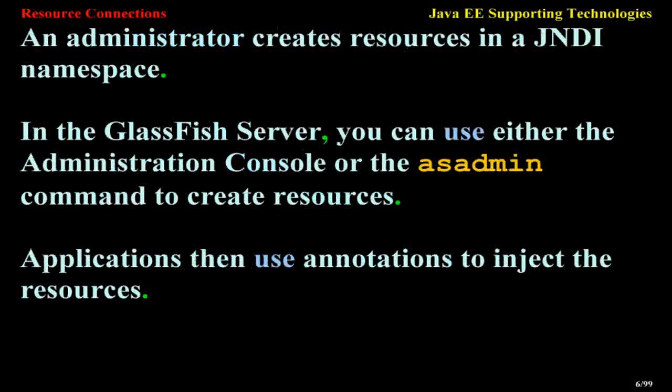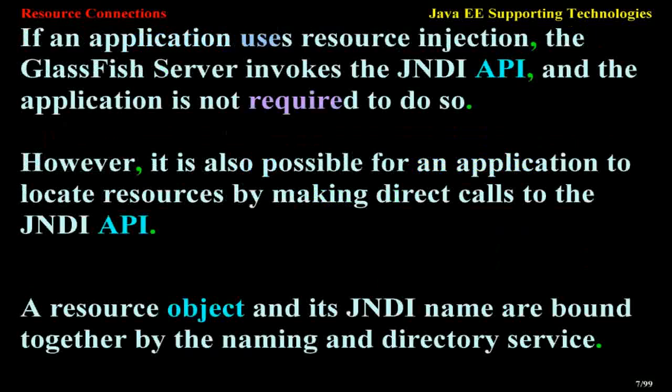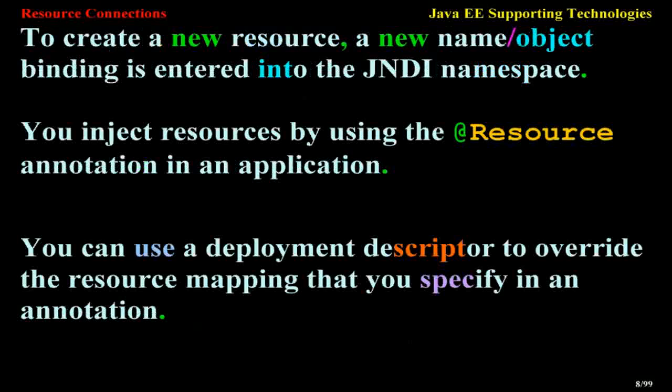In the GlassFish server, you can use either the administration console or the asadmin command to create resources. Applications then use annotations to inject the resources. If an application uses resource injection, the GlassFish server invokes the JNDI API, and the application is not required to do so. However, it is also possible for an application to locate resources by making direct calls to the JNDI API. A resource object and its JNDI name are bound together by the naming and directory service. To create a new resource, a new name-object binding is entered into the JNDI namespace.